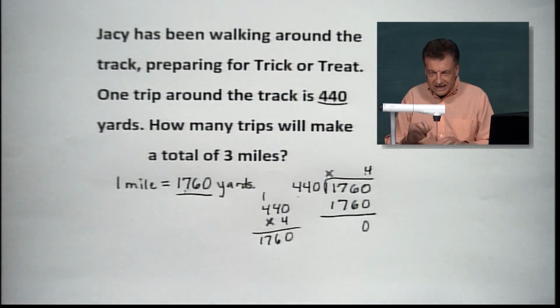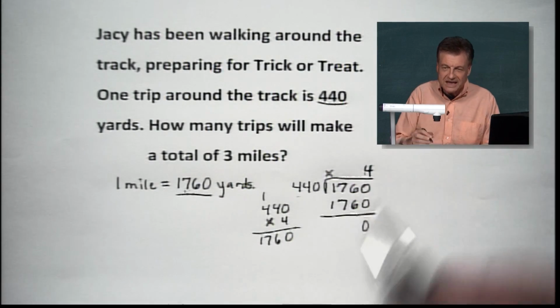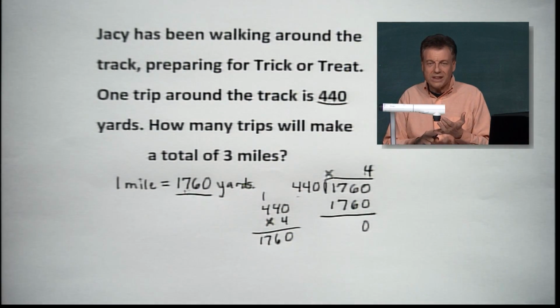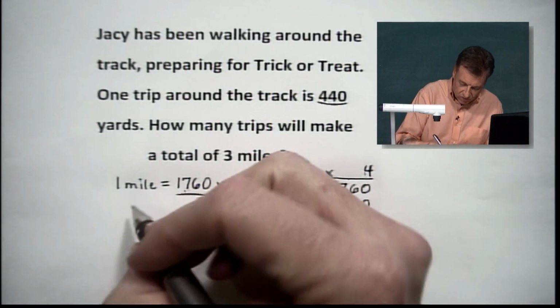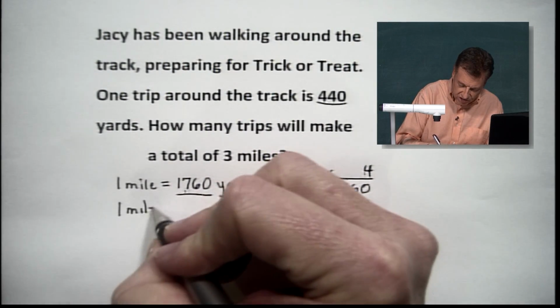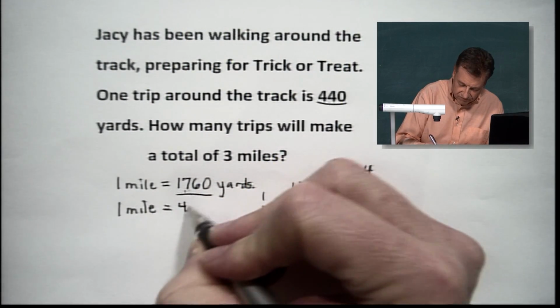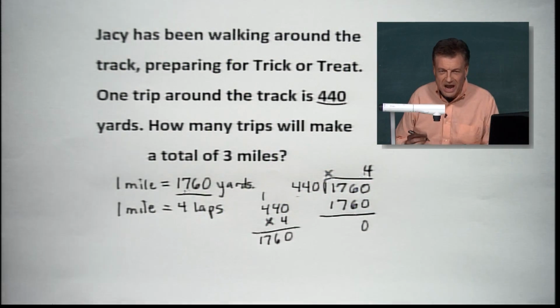Now, here's the deal. Everybody waiting for the deal. That just told me what? That told me that there are 4 laps to make a mile. All right, so we're going to give you one more little piece of information here. 1 mile equals 4 laps around this track.